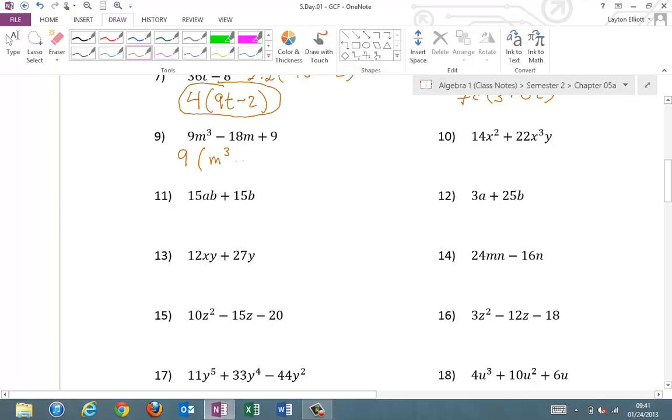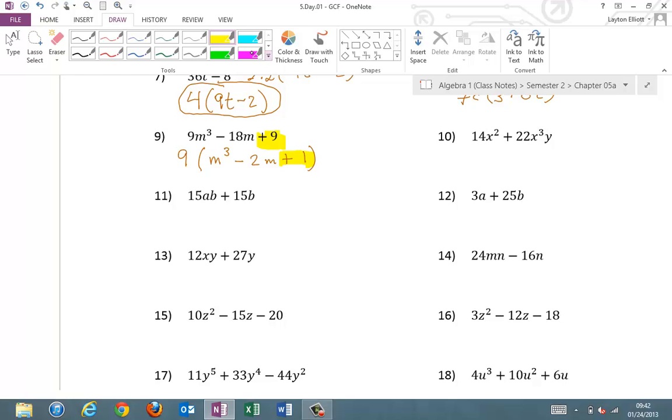We'd have n cubed minus 2m plus 1. And that plus 1 is very important. We don't want to ever forget that when we take a number like this and divide it by itself, we're still going to end up with a plus 1. That's a very common place that people can forget to write that, and certainly you guys won't.